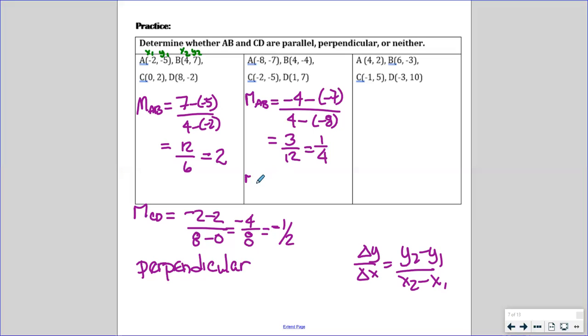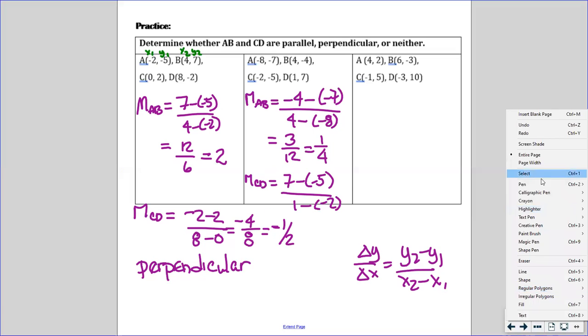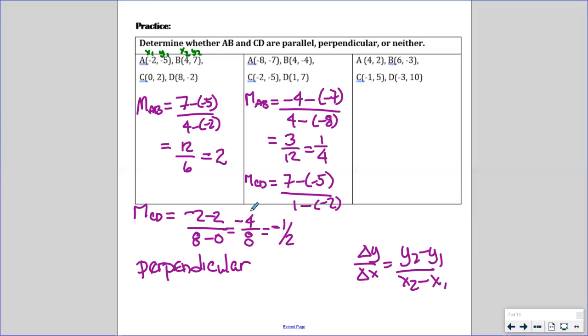So for CD, 7 minus negative 5, and then over 1 minus negative 2. All right, let me make sure that I separate this. All right, and let's continue. So then this will give me 12 over 3, which is 4.